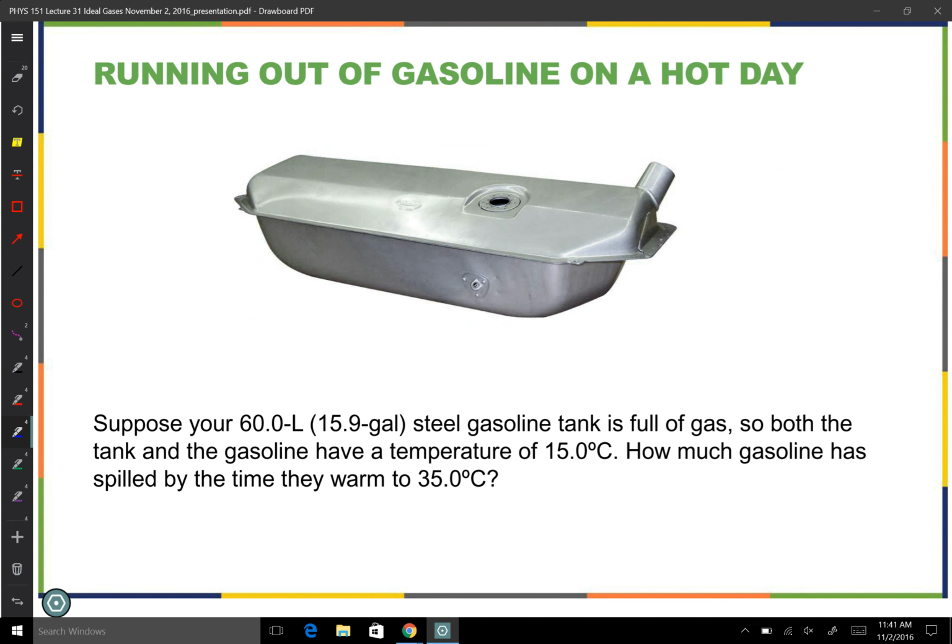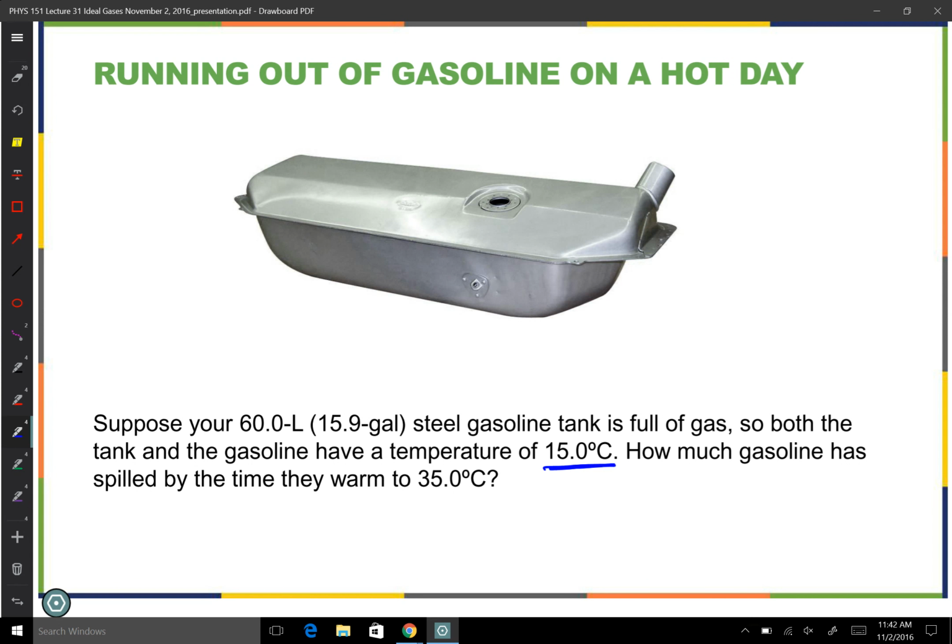Okay, so we can go through a problem and do a little more. It's very interesting. The textbook has a couple of things about your gas tank. Here's an example from the textbook. We're not running out of gas here, we're losing gas. It had two problems, one about running out and one about losing. So suppose you have a 60-liter tank that's made out of steel, and you fill the tank up when it's 15 degrees Celsius. But then it's a hot day and it gets up to 35 degrees Celsius. What's going to happen as the temperature increases?